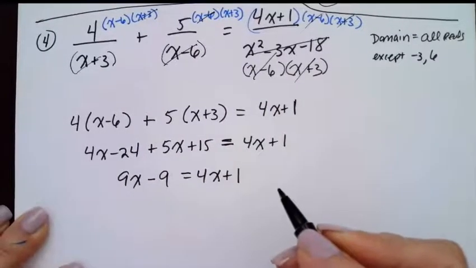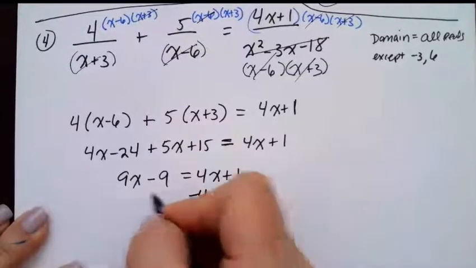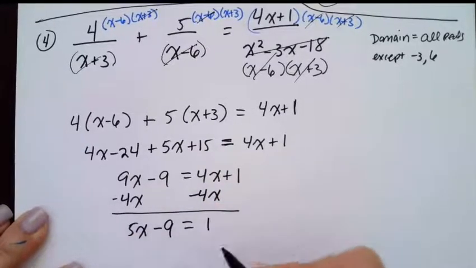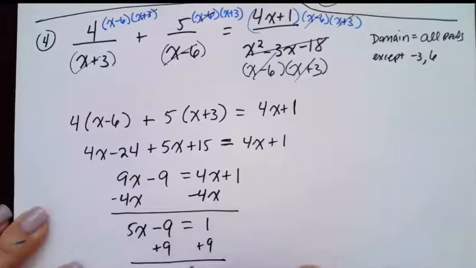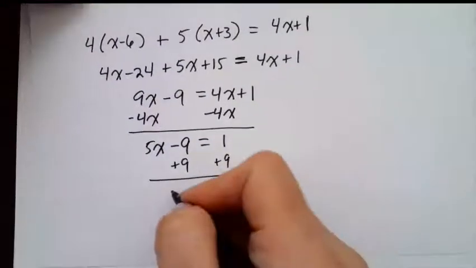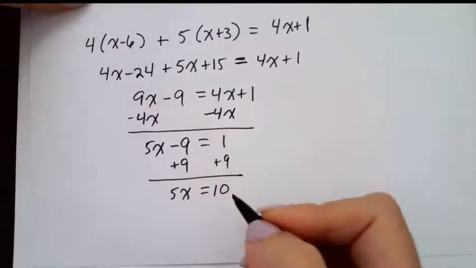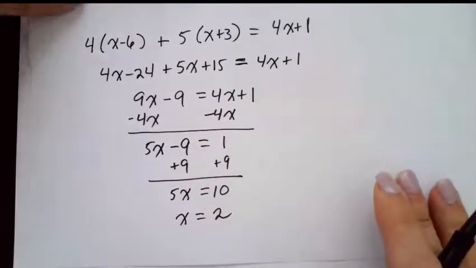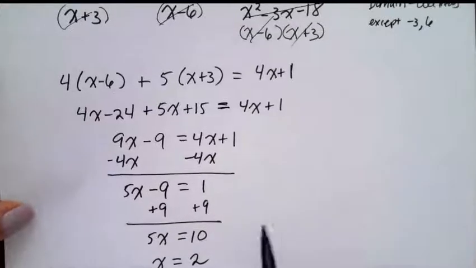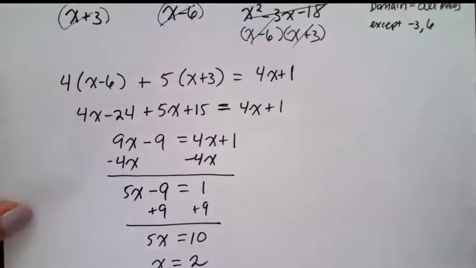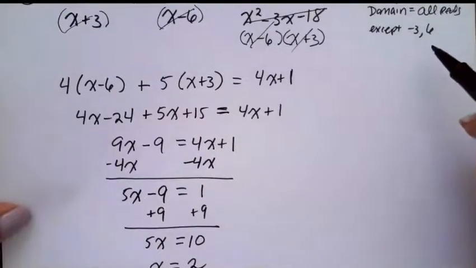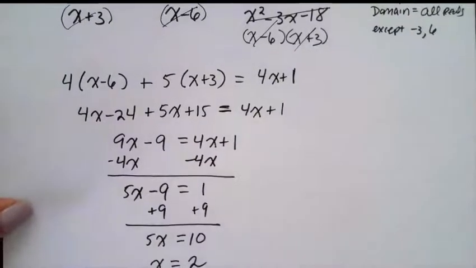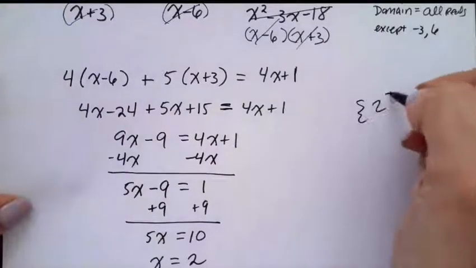Since this is linear, I want to get the variable on one side and the constant on the other. So I will subtract 4x. That gives me 5x minus 9 equals 1. Add the 9, and I have 5x equals 10. If 5x is equal to 10, then x is equal to 2. So I have one solution here. I should check that solution with my domain. My solution is 2. Remember, my domain I said was all reals except for negative 3 and 6. So I'm allowed to get any value except for negative 3 and 6. And 2 is not either of those. So that is my solution, 2.